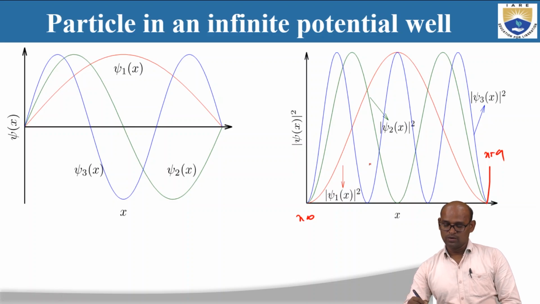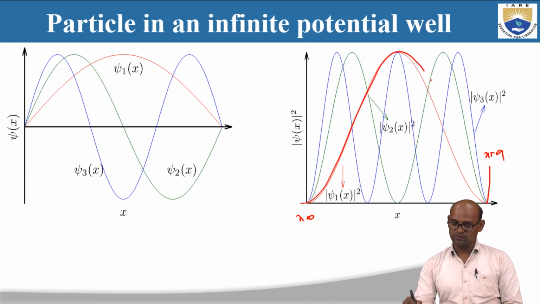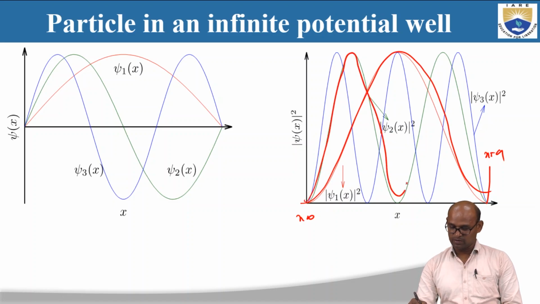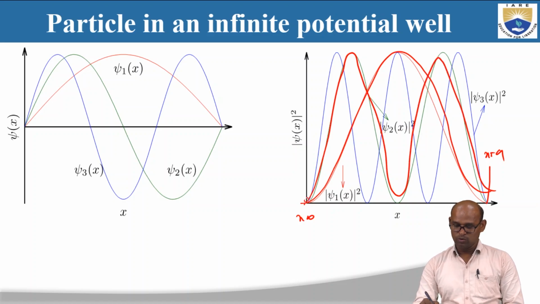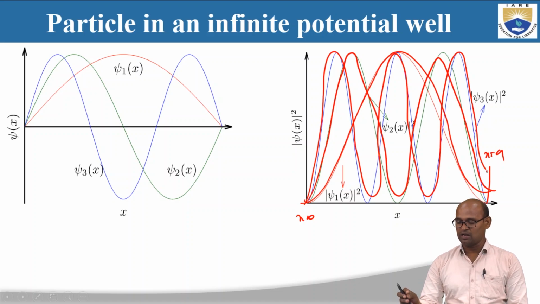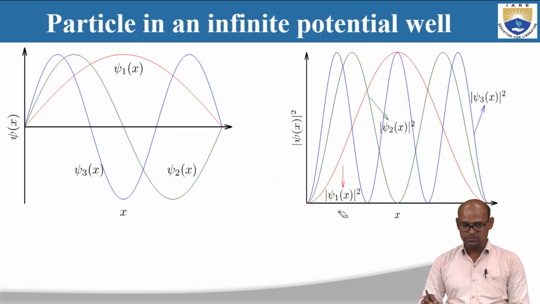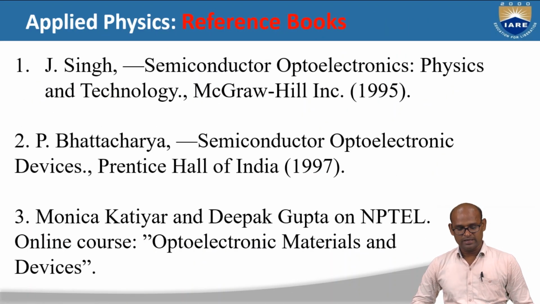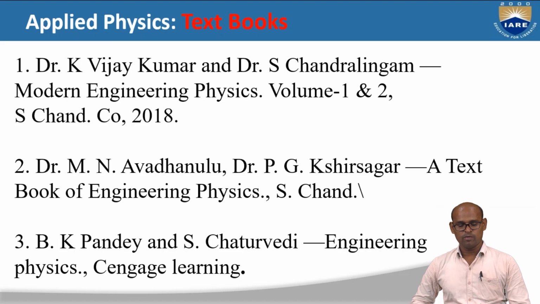Mod psi square 1 gives us the probability of finding the particle in the first energy level. Mod psi square 2, this green one, tells us the probability in the second energy level, and the blue one is in the third energy level. Because it is mod psi square, we always have positive values, whereas in the wave function we can have both positive and negative. So we have answered this question: we have calculated the eigenvalues, eigenfunctions, and probability density of the particle, and we have also sketched the figures.